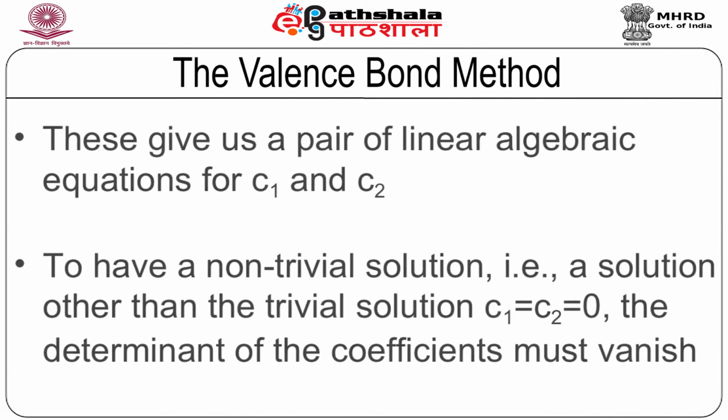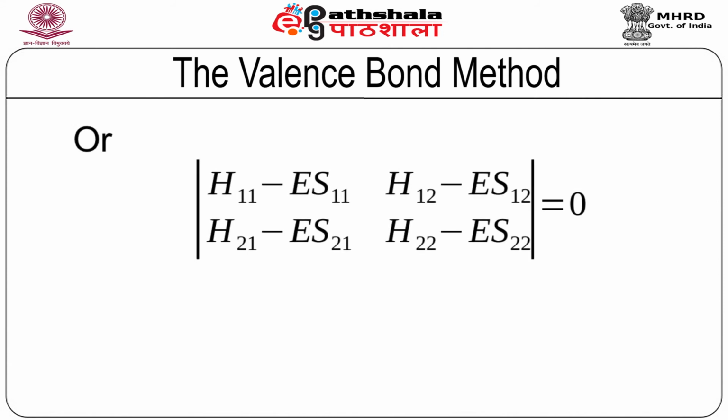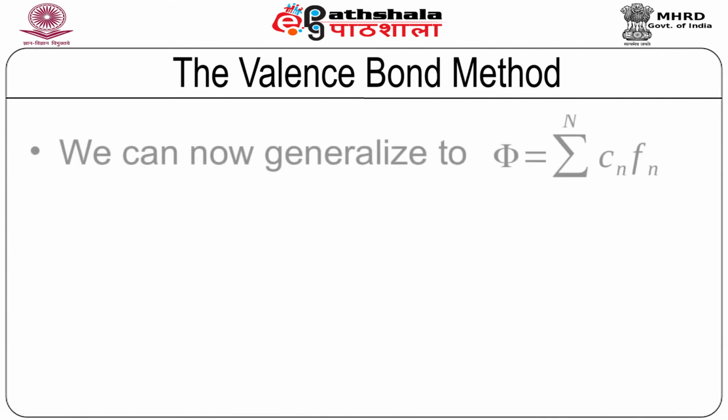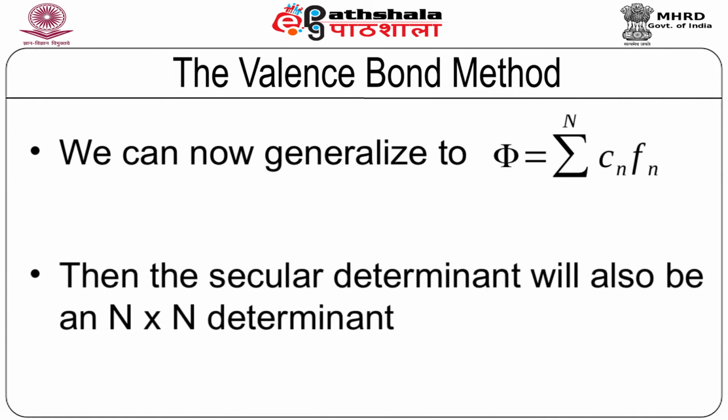determinant of the coefficients must vanish, or determinant H11 minus E S11, H12 minus E S12, H21 minus E S21, H22 minus E S22, that is equal to 0. This determinant is the secular determinant, and this equation is called the secular equation. We can now generalize by writing phi equals sum over n Cn Fn, and then the secular determinant will also be an n by n determinant and will satisfy a secular equation.